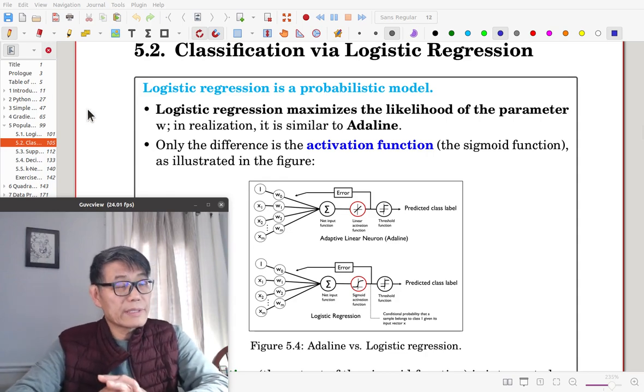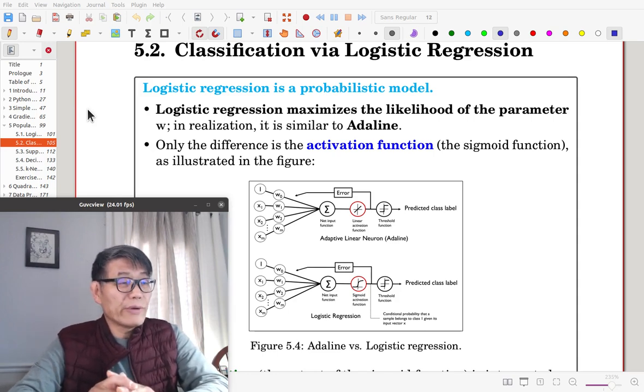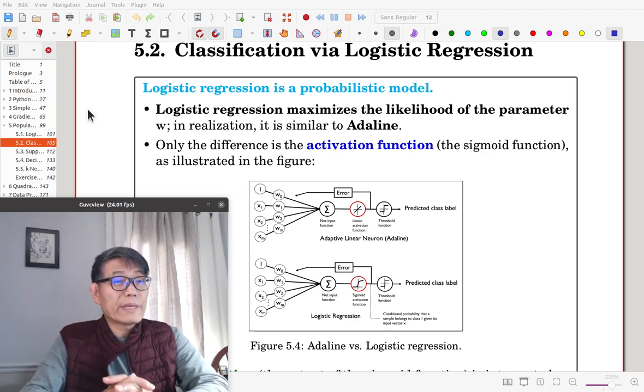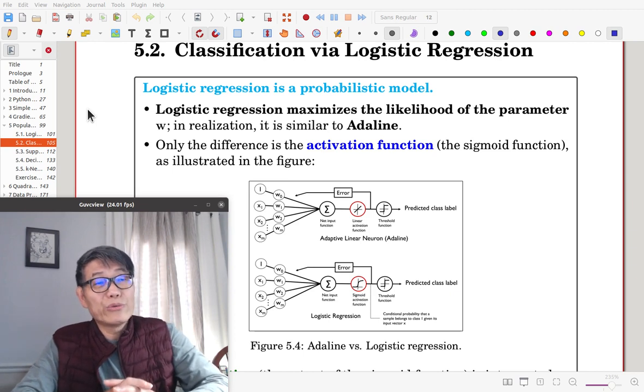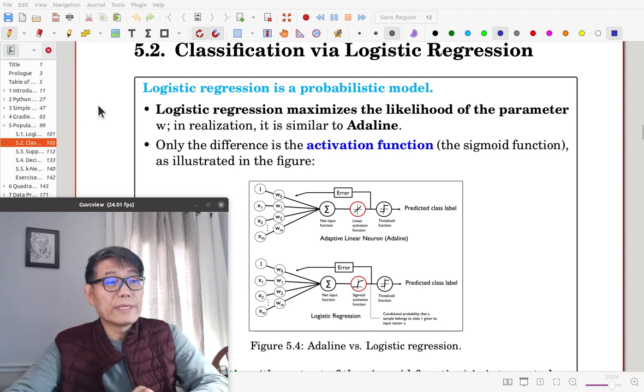Now it is section 5.2, classification via logistic regression. Logistic regression is a probabilistic model. The algorithm maximizes the likelihood of the parameter W. However, in its realization it is quite similar to Adaline. The only difference is the activation function, as shown in this figure.